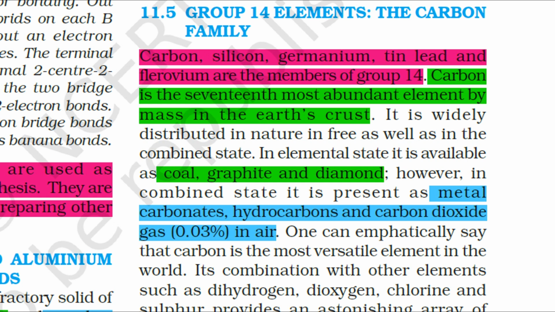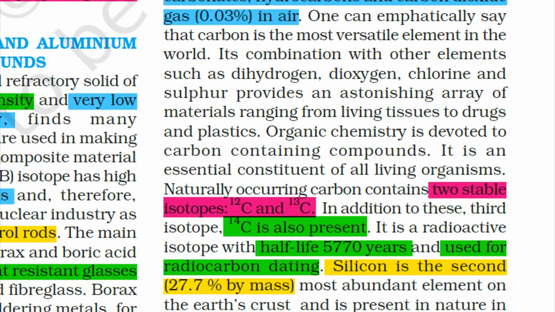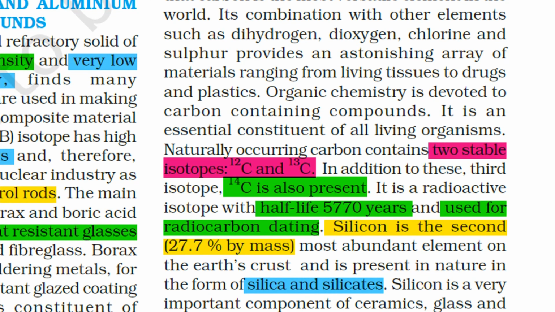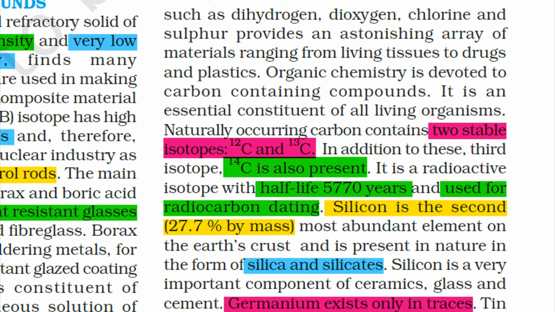Next, it is present in nature in free as well as in combined state. In free or elemental state, it is available as coal, graphite and diamond. However, in combined state, it is present as metal carbonates, hydrocarbons and carbon dioxide gas, that is 0.03% in air, as you all know that. Next, carbon is the most versatile element in the world because it is present in almost everything from living tissue to drugs and plastics, and it is an essential constituent of all living organisms.